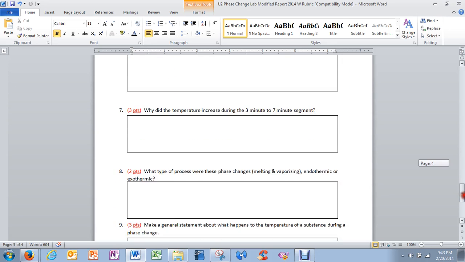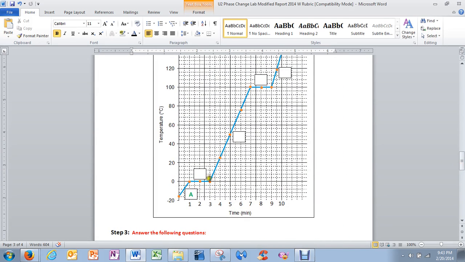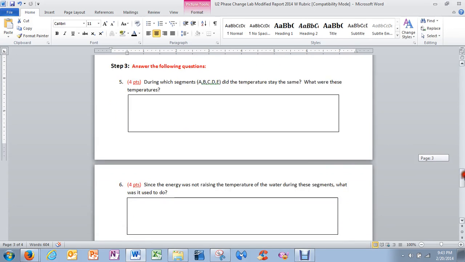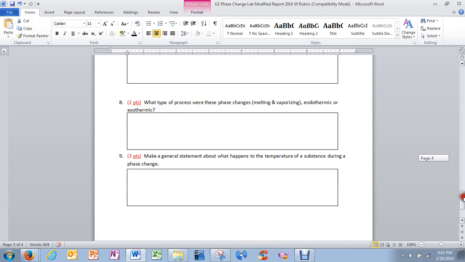Number 7, why did the temperature increase during the 3 to 7 minute segment? So right here, 3 to 7 minutes, the temperature increased. Why did it do that instead of stay constant? Number 8, what type of process were these changes, these phase changes, were they endothermic or exothermic?